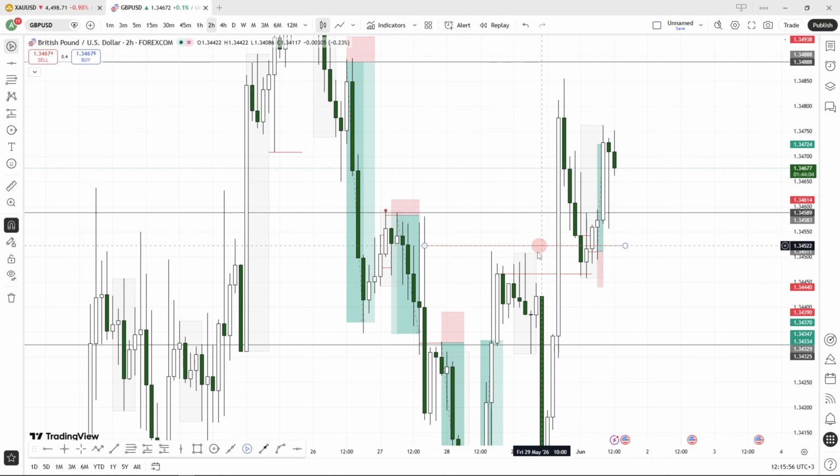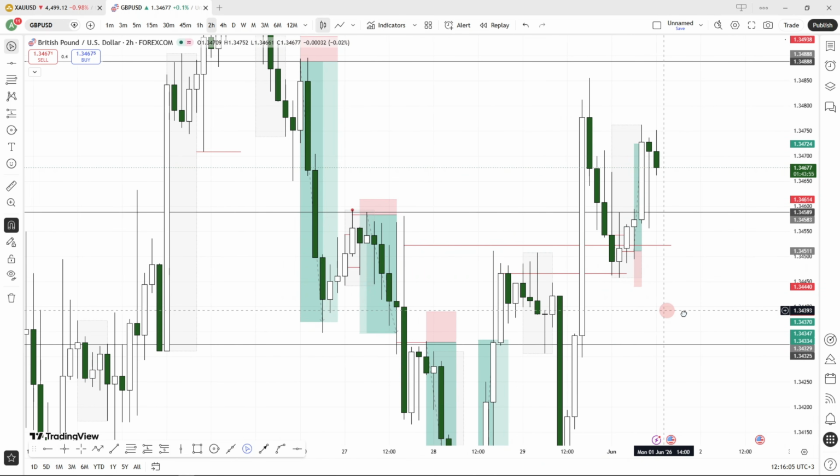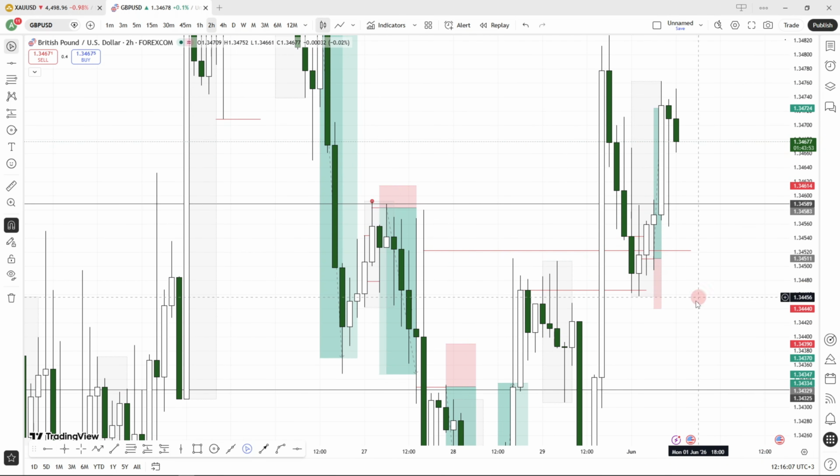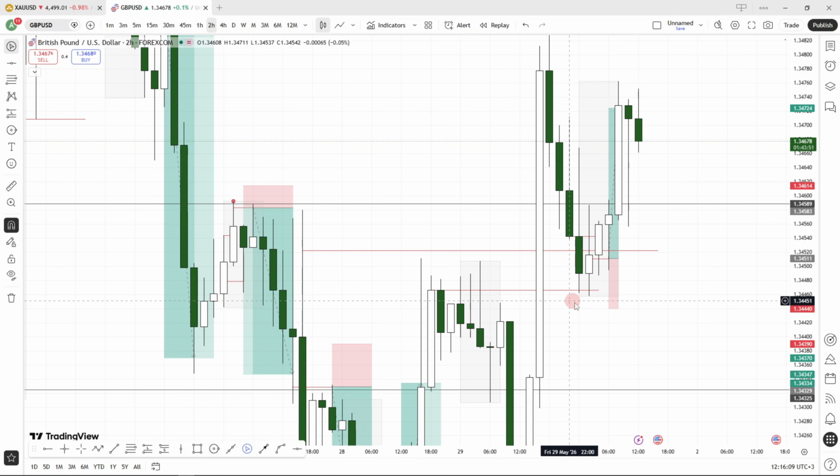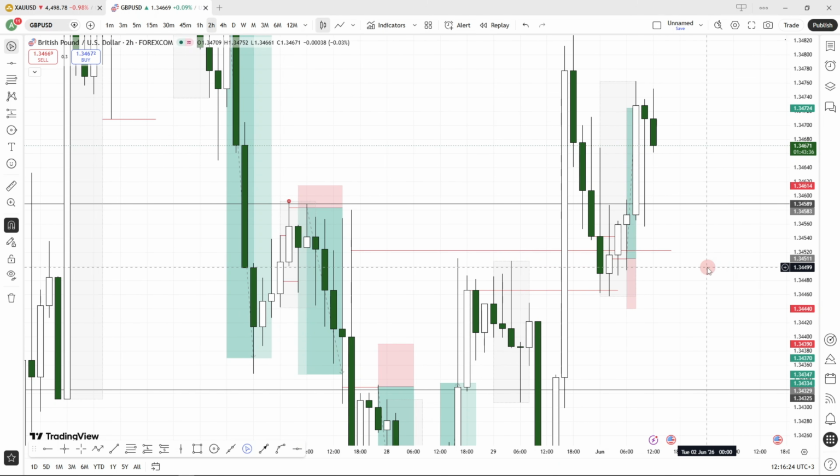So what does it become? A resistance becoming support. A resistance failed, it becomes a support. So that is an RBS. Basically, we waited for that RBS. We had a reaction. We didn't take a direct entry from that level. So what we waited for, rather, is for price to have a reaction from that level and close above it, and just start invalidating the bearish order flow.